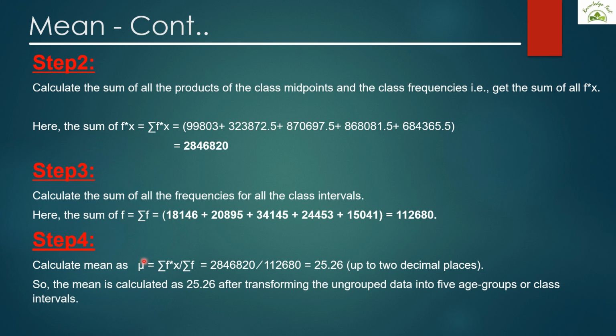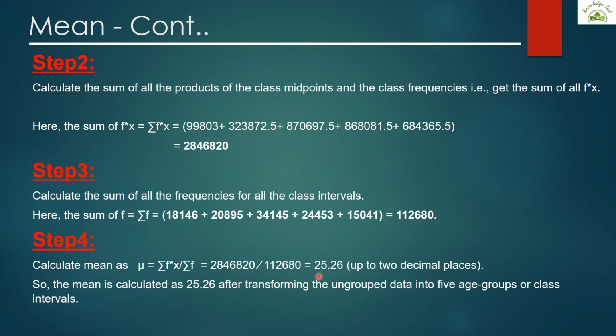Okay, and at the final step, you have to calculate the mean value. Mean is represented by mu. So mu equals sum of fx divided by sum of f. We have already calculated the sum of fx at step 2, so you just need to put the value in, and in step 3, we calculated the sum of f. We are just putting that value here, 112680, and now this gives us the result 25.26 up to 2 decimal places. So this is the mu value, or the mean value. Okay, so this is the mean, 25.26.